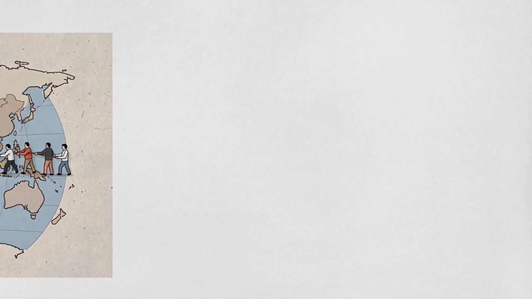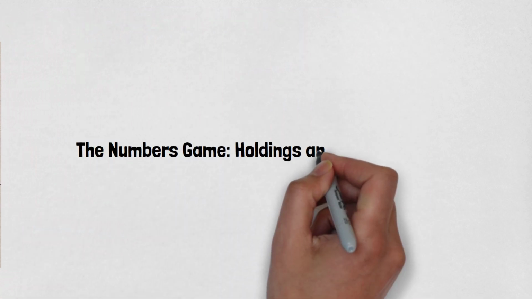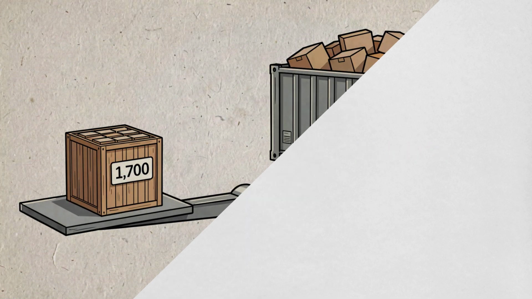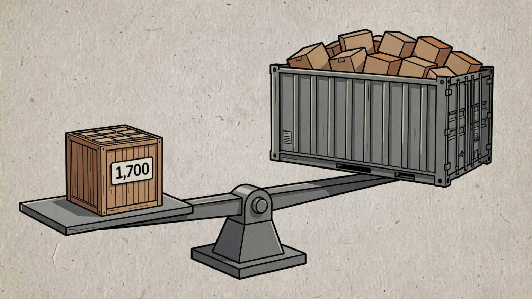The numbers game, holdings, and diversification. Let's look at the sheer scale of diversification, because this is where the gap between these two products widens significantly. The Vanguard FTSE All-World Index contains over 4,200 stocks, and the Vanguard ETF itself holds roughly 3,763 stocks in its portfolio. Vanguard achieves this using a method called representative sampling. They buy almost everything that matters to perfectly mirror the index.